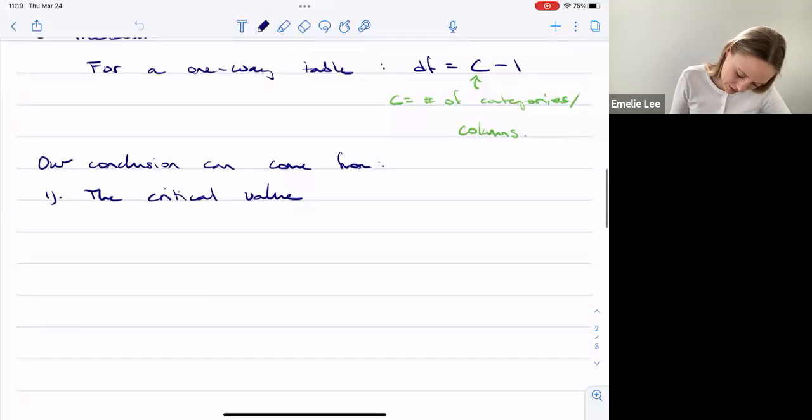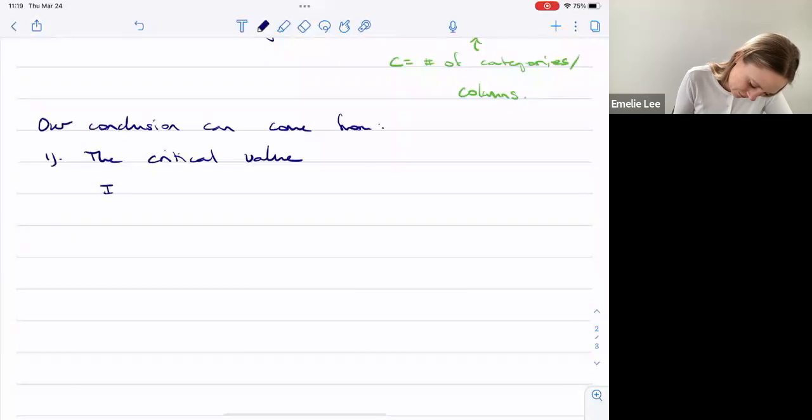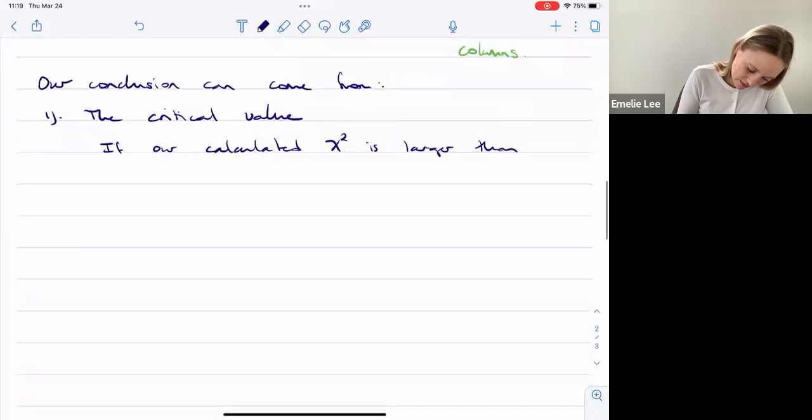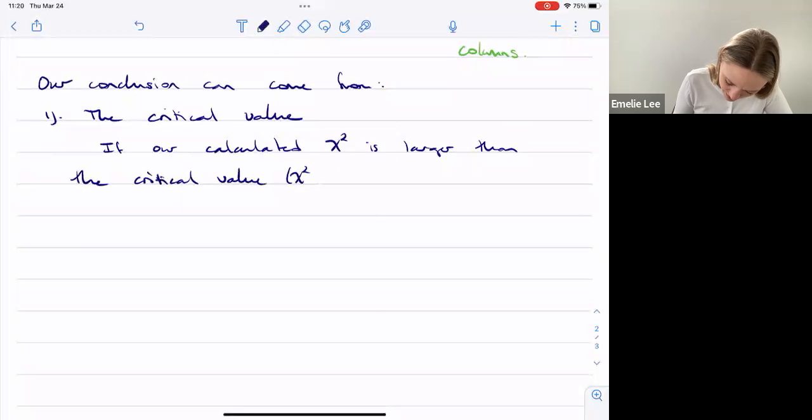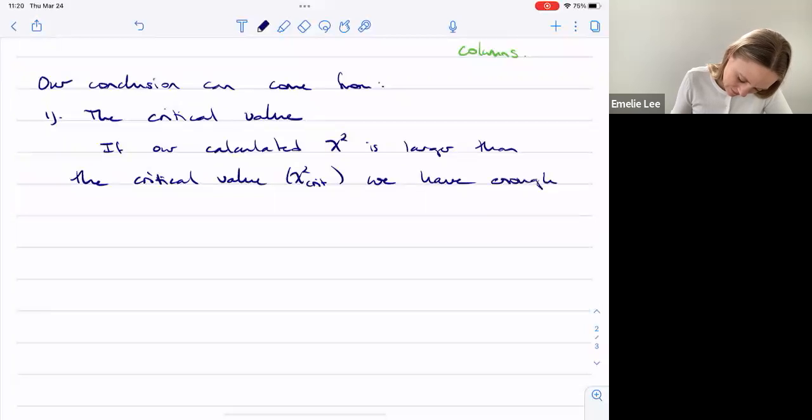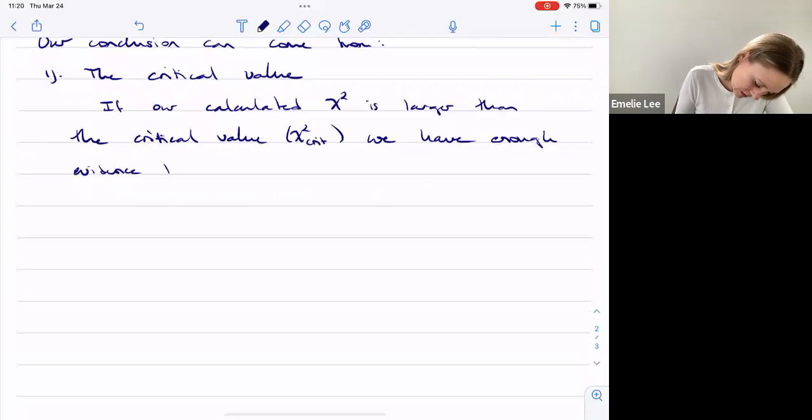So for the critical value, if our calculated chi-squared is larger than the critical value chi-squared, and maybe I'll put a little subscript crit usually, then we have enough evidence to reject H0 in favor of HA.